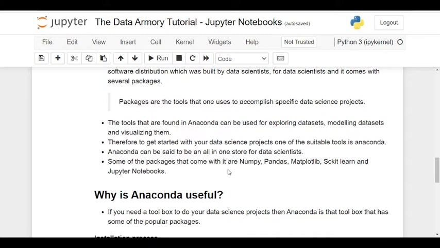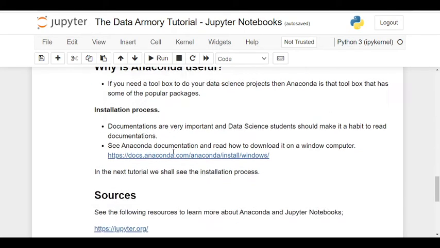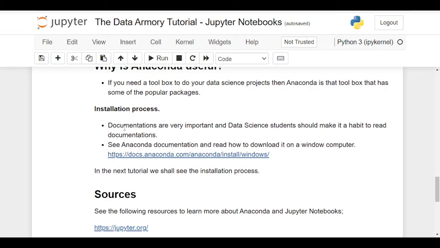Some of the packages that come with it are NumPy, Pandas, Matplotlib, scikit-learn, and Jupyter Notebooks. And our interest in this session is on Jupyter Notebooks. It is one of the packages that come pre-installed in this Anaconda distribution. And we ask ourselves, why is Anaconda useful? If you need a toolbox to do your data science projects, then Anaconda is that toolbox that has some of the popular packages. And if you also want to know about the installation process, you can read the documentation of the Anaconda installation process.